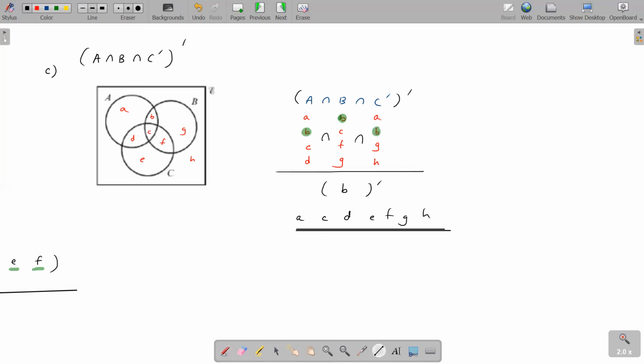This is the region you need to shade. Can you guys see A, C, D, E, F, G, H? There is no B. So basically you will shade everything except region B. So be very careful, be cautious. Is that clear? Okay.